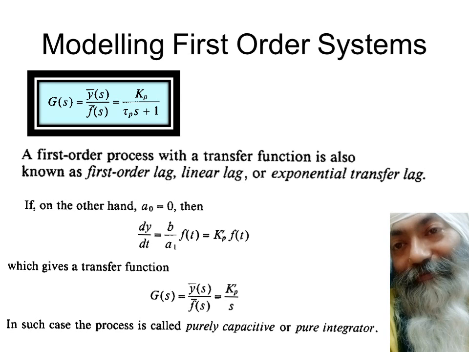So we will take some practical examples of how various physical systems can be modeled as the first order system. In most of the cases it's some kind of storage and some kind of resistance. That's what we're going to see in the subsequent slides.